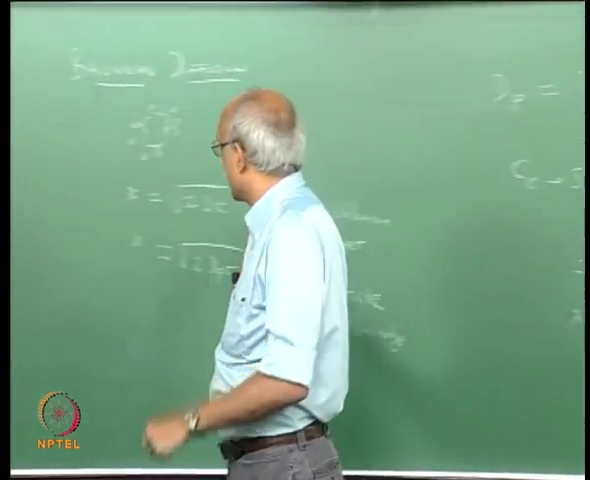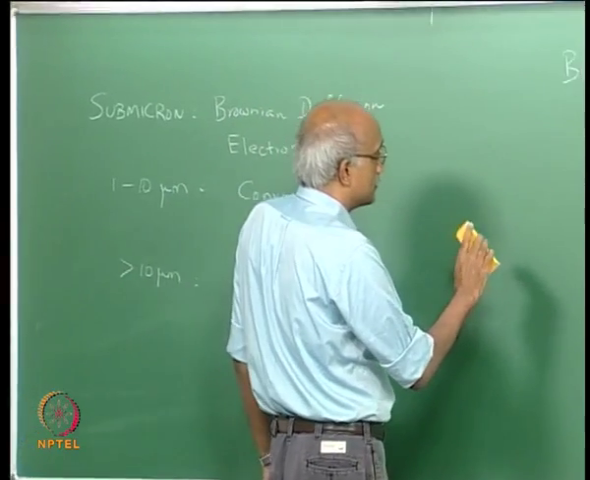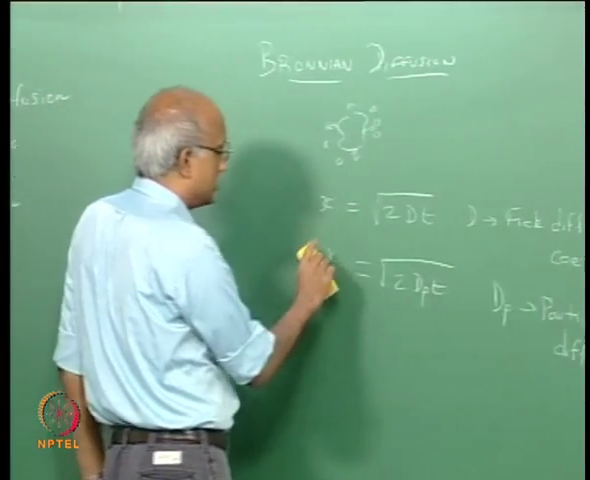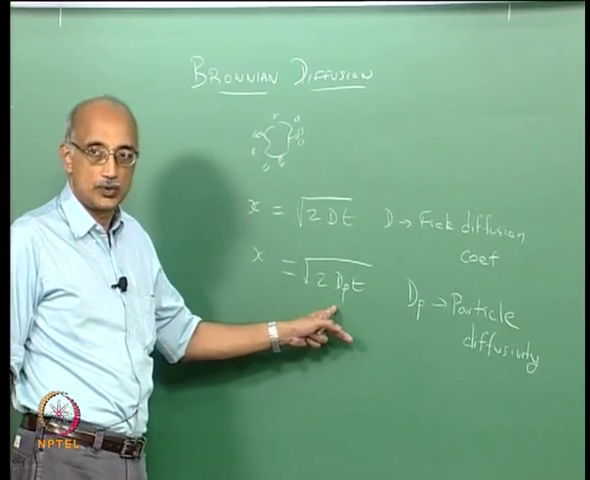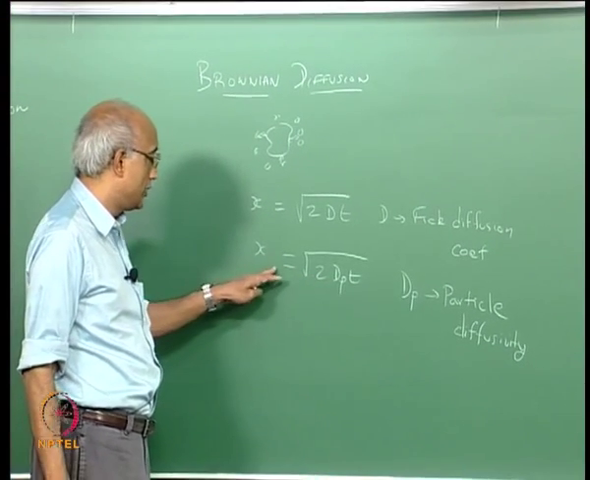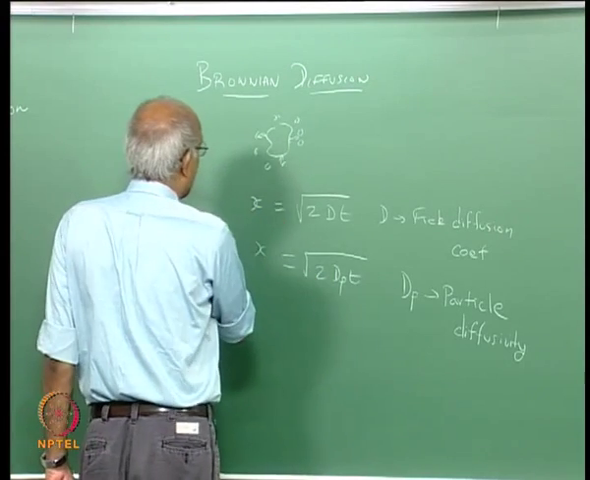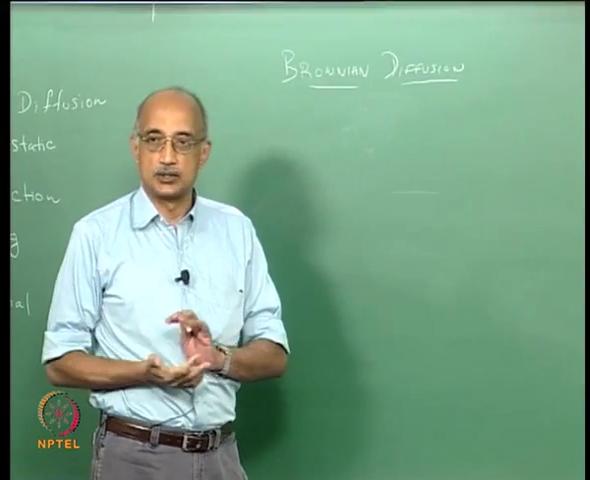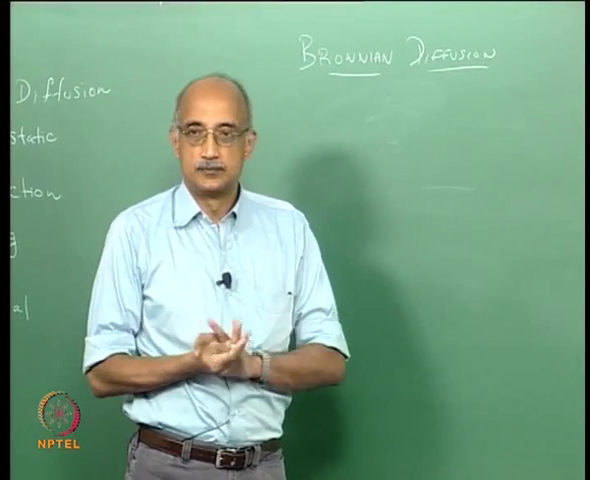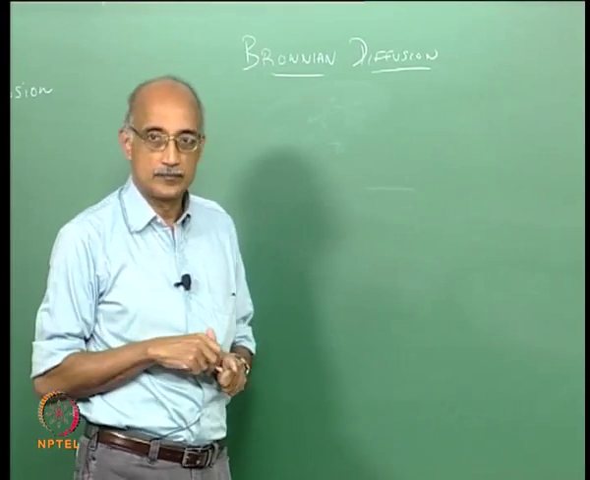Now, let us get back to our discussion of Brownian diffusion. We have said that essentially the distance that the particle moves, once you have calculated the Brownian diffusivity Dp, will be equal to the square root of 2 times Dp times t. What is Fick's first law of diffusion? Anybody knows? It relates flux to gradient, right?